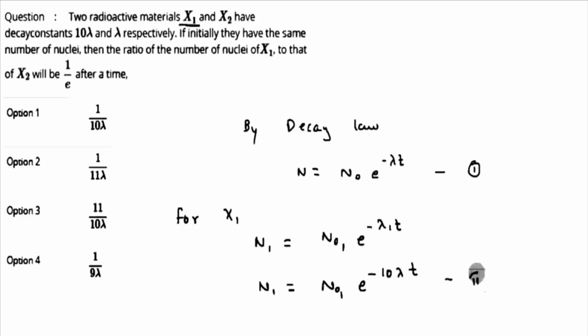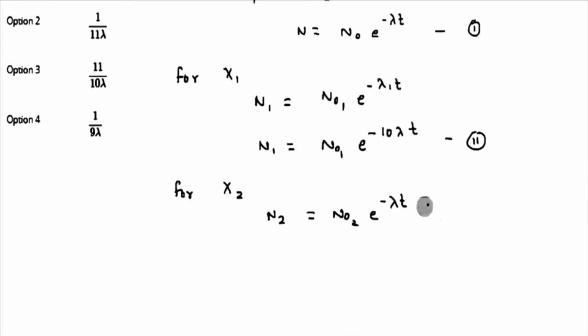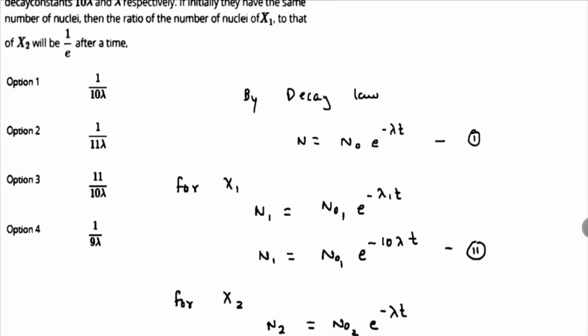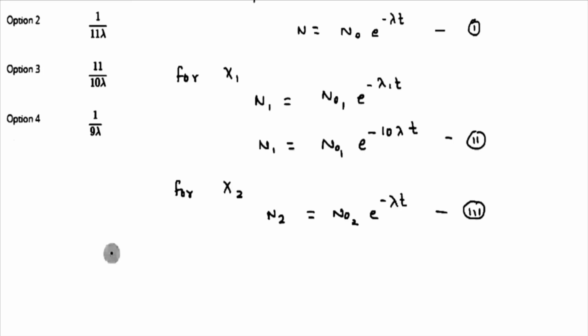Let's say this is our equation number 2, and finally for x2 we can write the similar expression. We are assuming the number left as n2, initially it is n naught 2, e raised to minus of lambda t, because the decay constant has been given as lambda for x2, so we are just directly substituting this value over here. Let's say this is our equation number 3, so we can take the ratios of it.